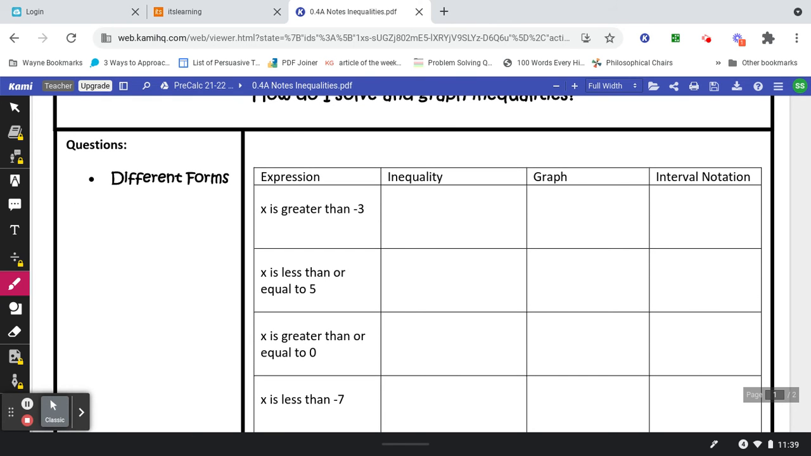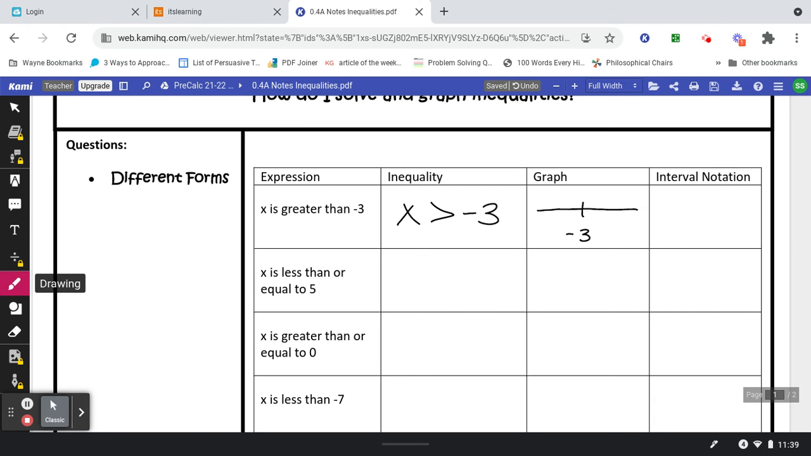So the expression just means it's written in words: x is greater than -3. The inequality is when we use the symbols: x is greater than -3. For the graph, we're just going to do a very quick sketch of a number line, put the -3 in the middle, and then graph from there.